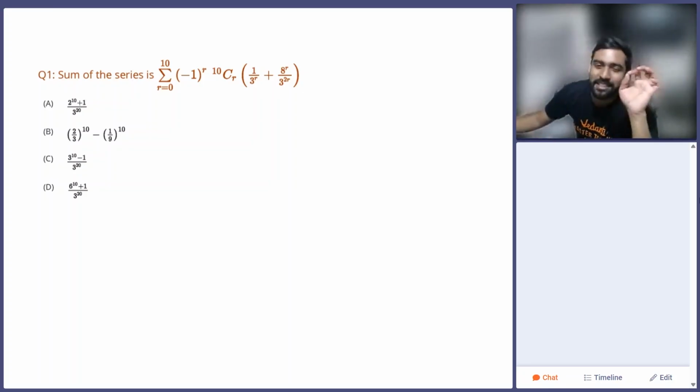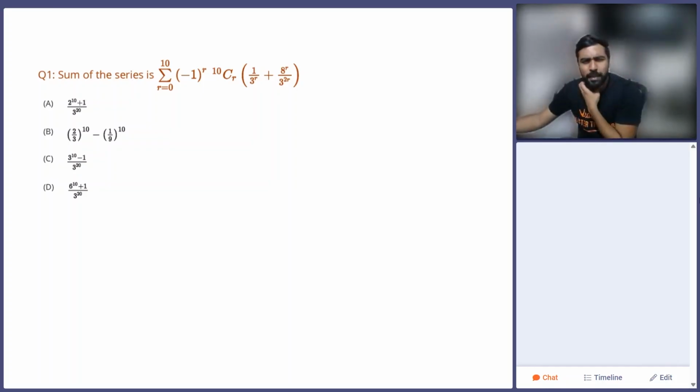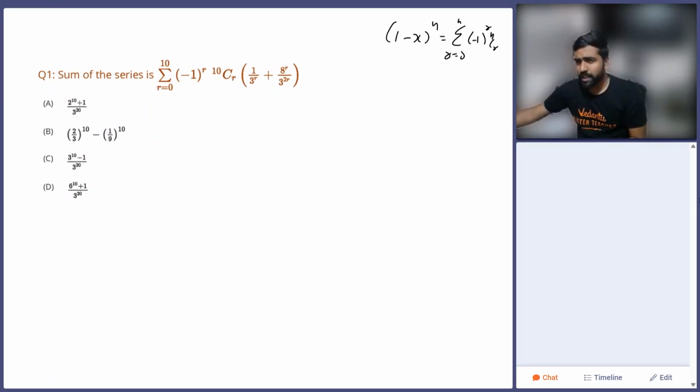Now, this is a very interesting and a very simple question, but you need a bit of observation over here. What you have been told is summation r equal to 0 to 10, minus 1 power r, 10 cr, 1 upon 3 power r and 8 upon 9 power r. See, this should directly give you an idea. We know that in 1 minus x power n, I have a very similar result: summation r equal to 0 to n, minus 1 power r, ncr into x power r. Isn't this what we have in the expansion of 1 minus x power n? If you look at it closely, it's the same expansion used 2 times.